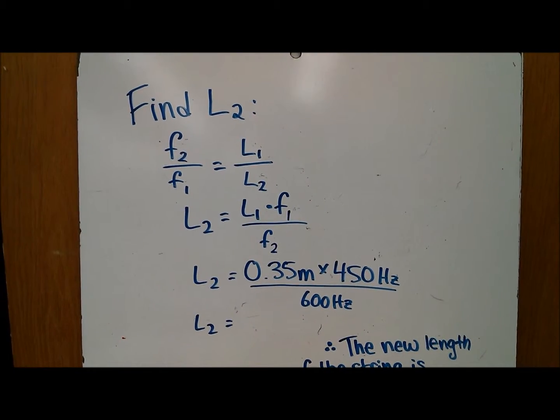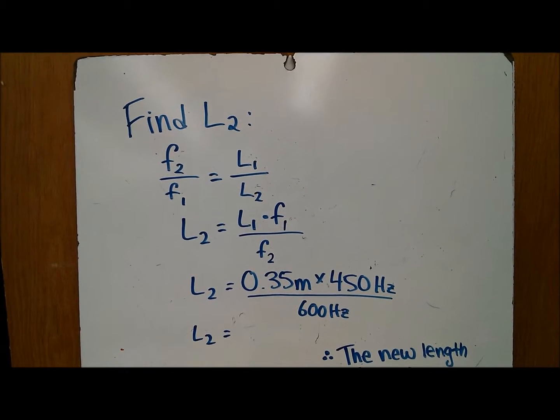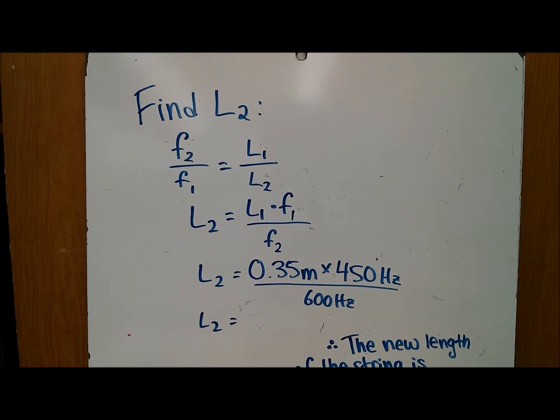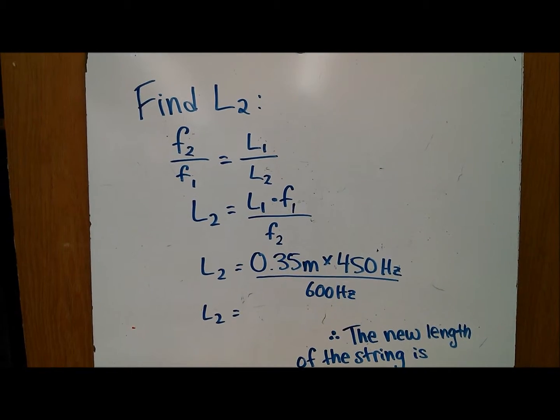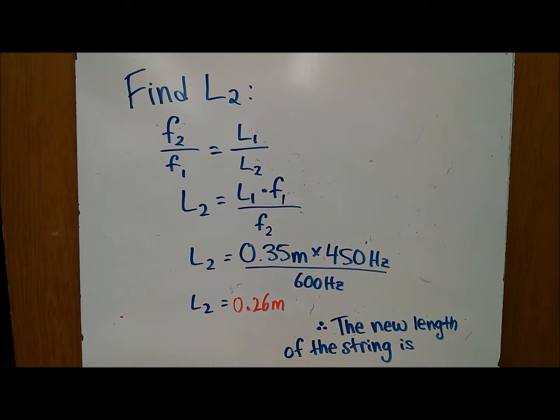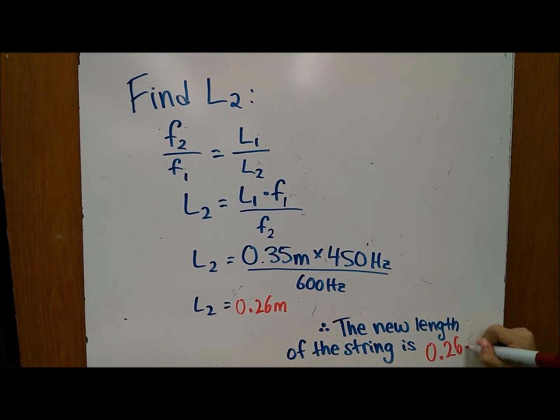To find L2, we can use the equation F2 over F1 equals L1 over L2 by simply rearranging the formula to isolate L2, plugging in our numbers with proper units to find that L2 is 0.26 meters. Therefore, the length of the new string is 0.26 meters.